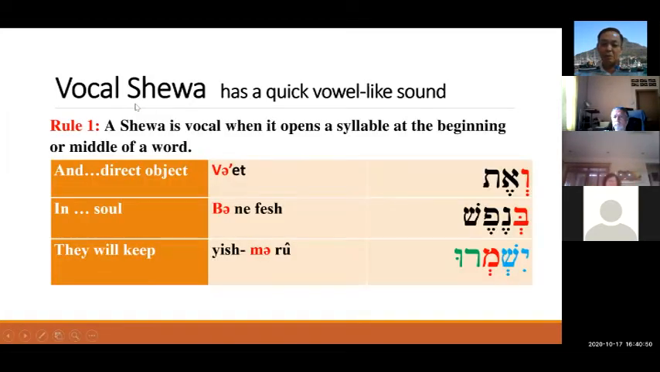So vocal schwa. How do you know it is a vocal schwa? Now, just remember a few rules only. Very, very simple rules. Basically, the rules are just there to help you to recognize whether it is a vocal or a silent schwa.